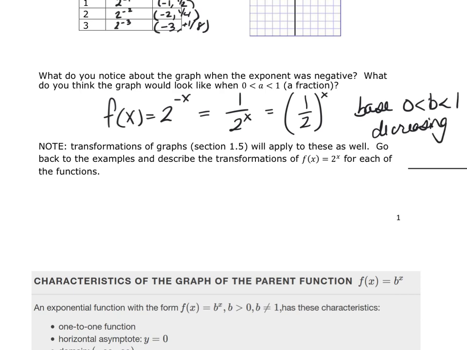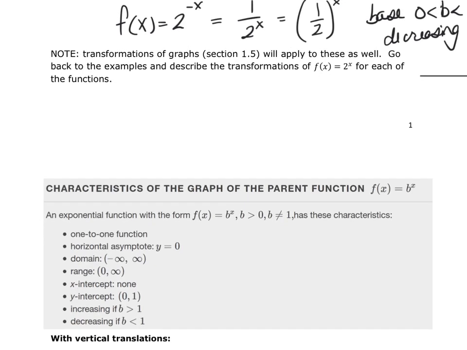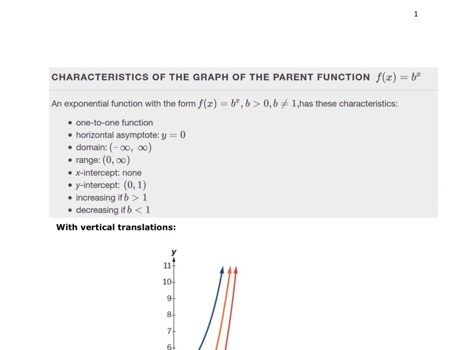All the transformations are going to be maintained, so let's talk about what we expect to look like. Every single one of these in which I have an a value here is always there, where a is equal to 1, so I'm not worried about any kind of transformation. Will always have these properties. It'll be 1 to 1. It'll have a horizontal asymptote at y equals 0.